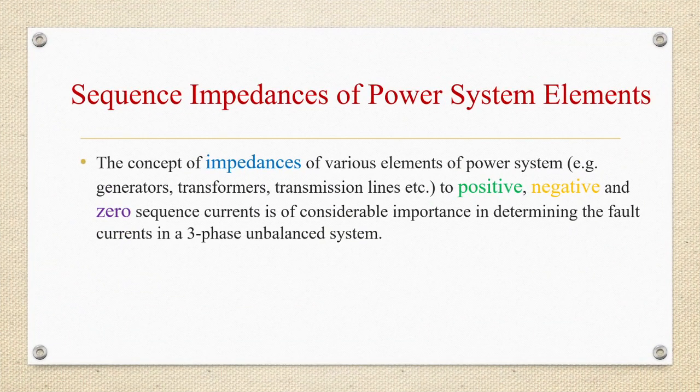So when we see the sequence impedance of power system elements, the concept of impedance of various elements of the power system, that is generators, transformers, transmission lines, etc., to positive, negative and zero sequence currents is of considerable importance in determining fault currents of a three-phase unbalanced system. So we are going for the concept of impedances of various elements in a power system, consisting of various transformers, generators, transmission lines. It is important to determine the fault currents in the three-phase unbalanced system.